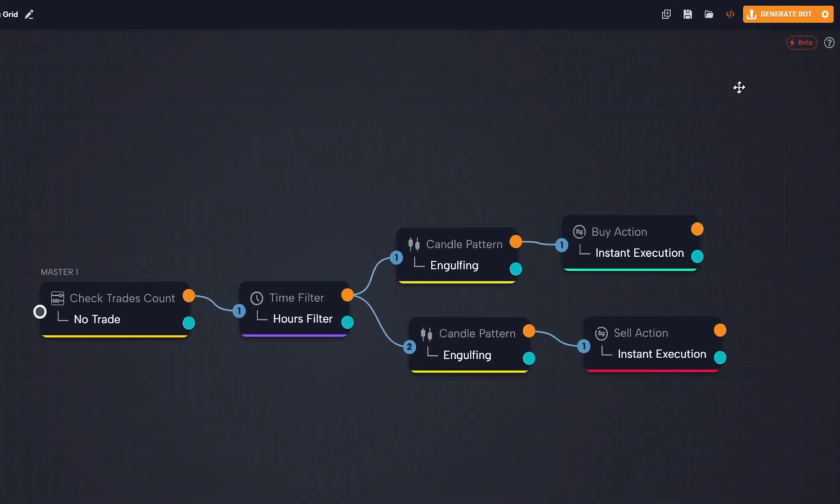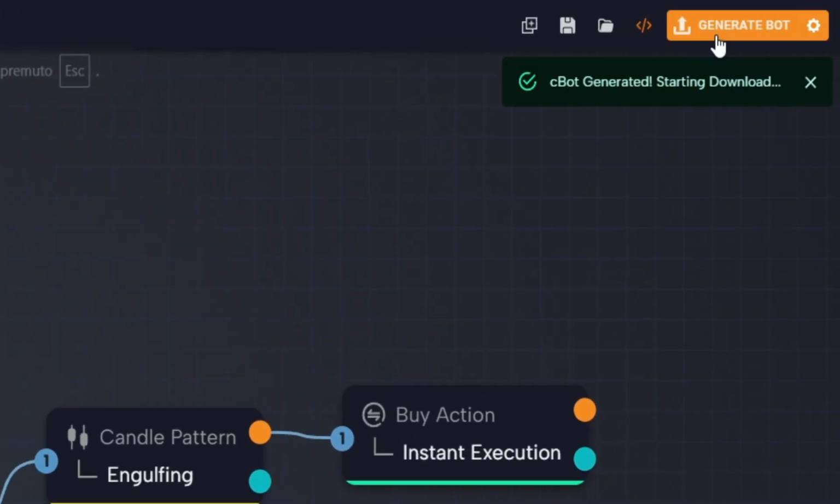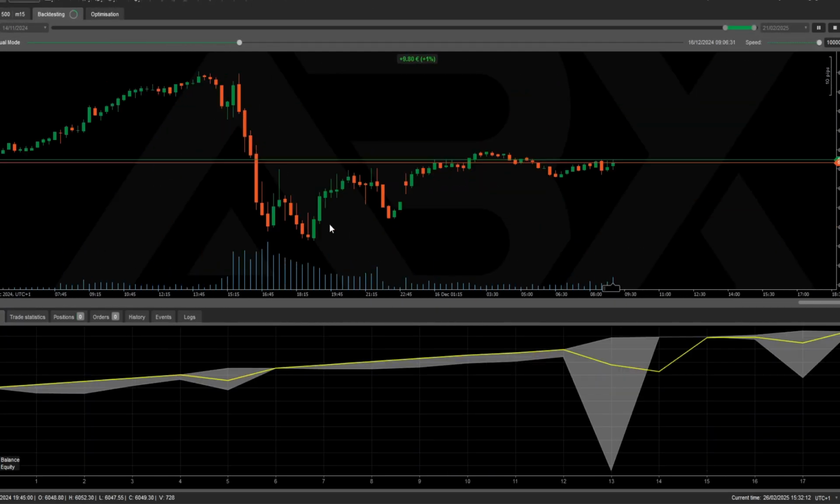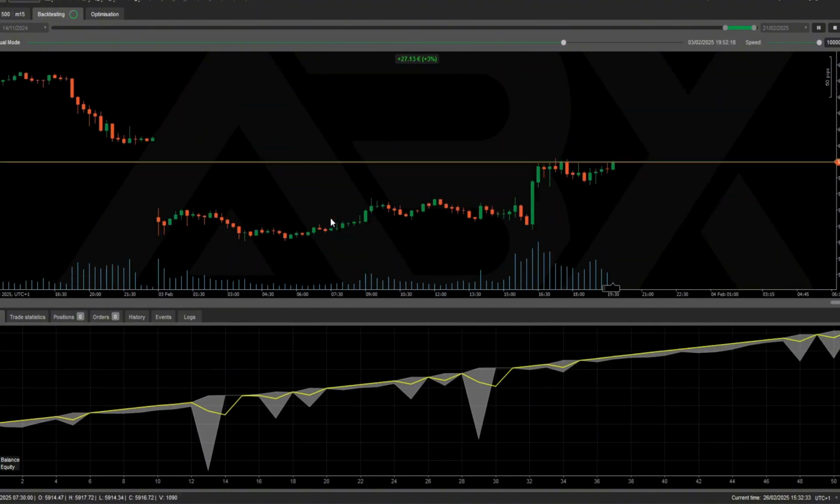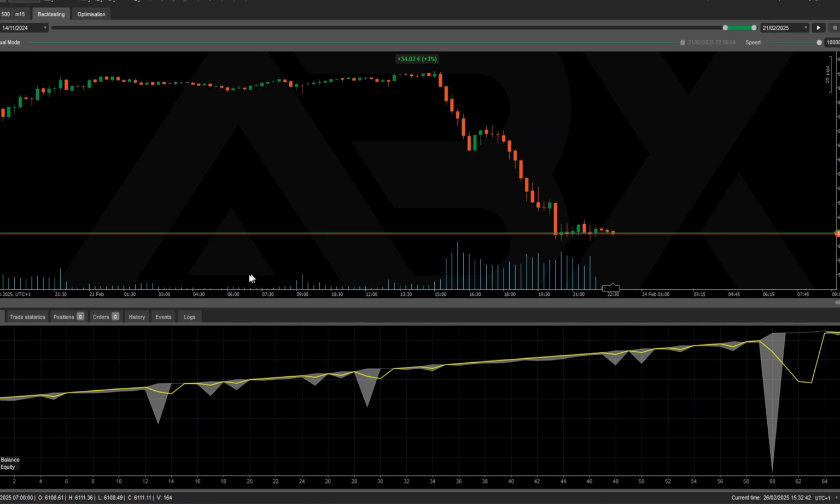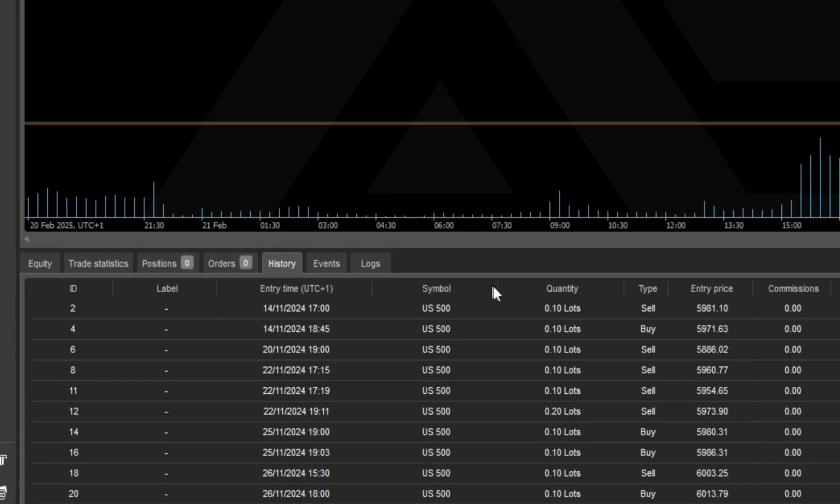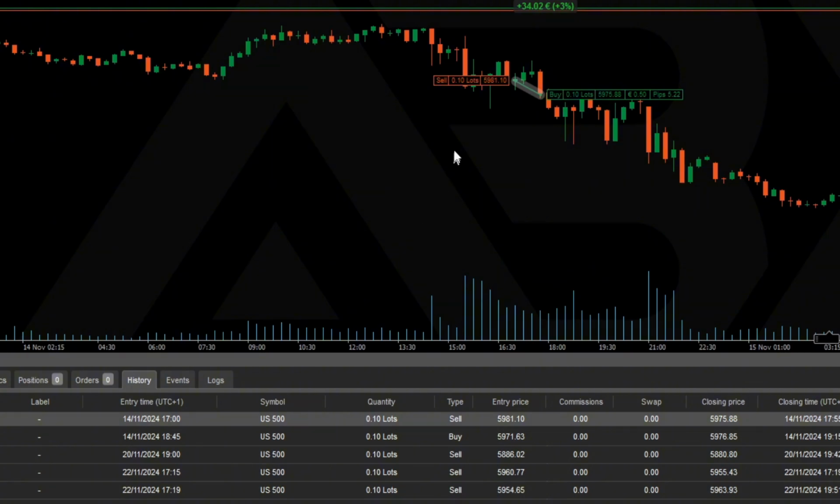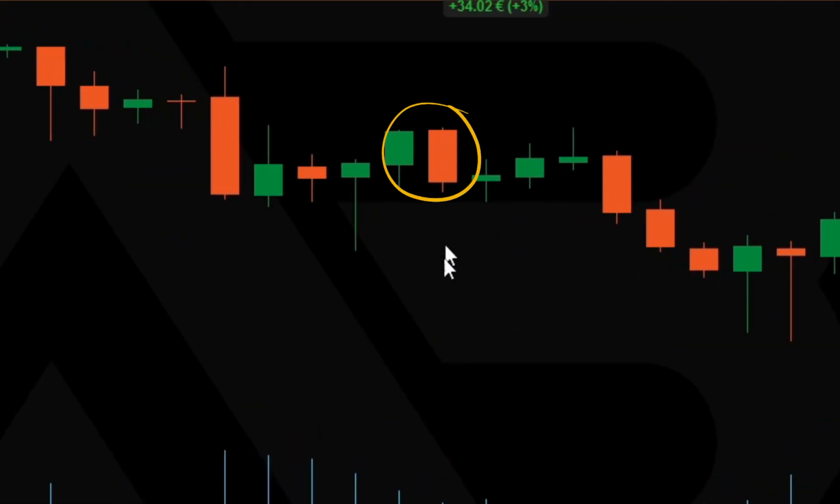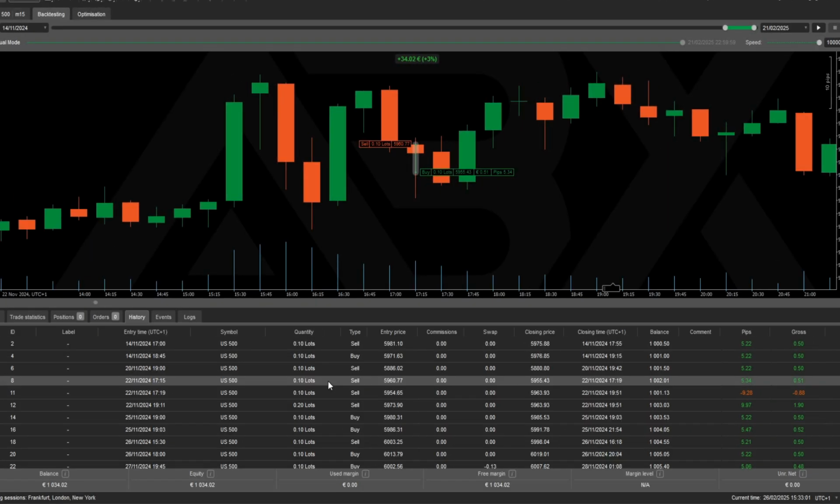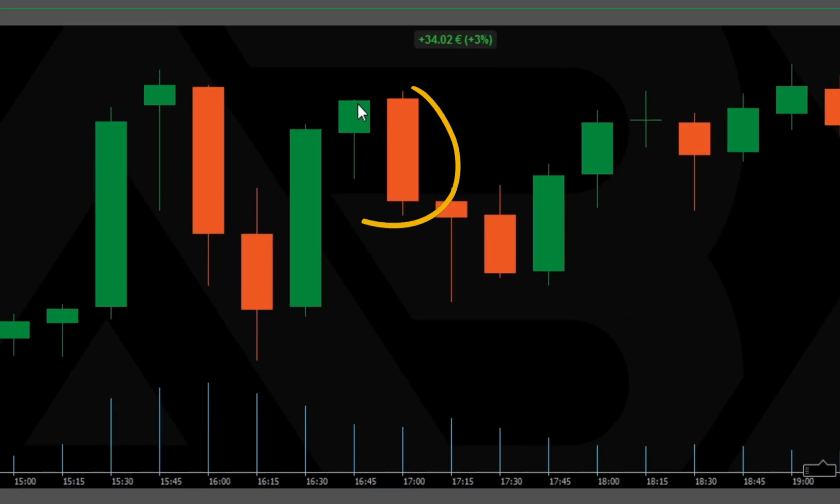Now, our bot is ready. We export the bot to cTrader and run a backtest using historical Nasdaq data. Looking at the results, we can see that the bot successfully executed trades based on the engulfing pattern, while leveraging the grid strategy to optimize trade management. This strategy works well because it combines reliable reversal signals with an advanced position management system.